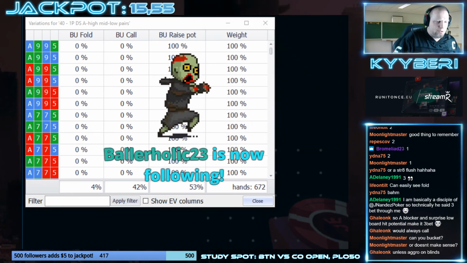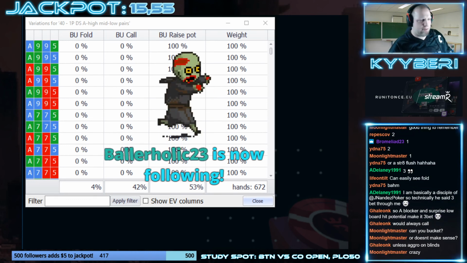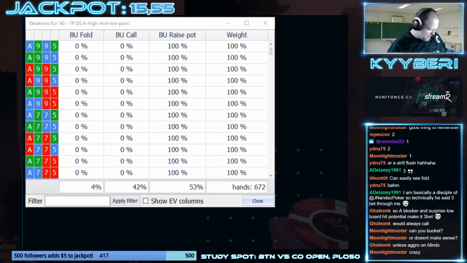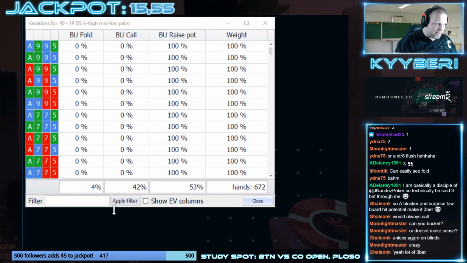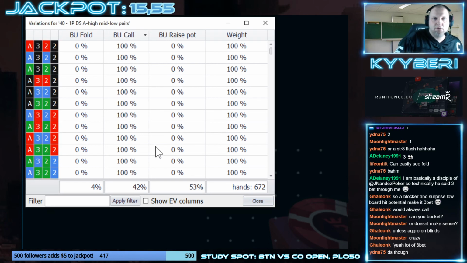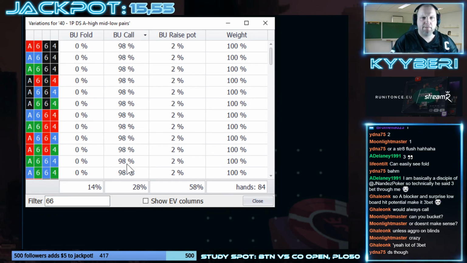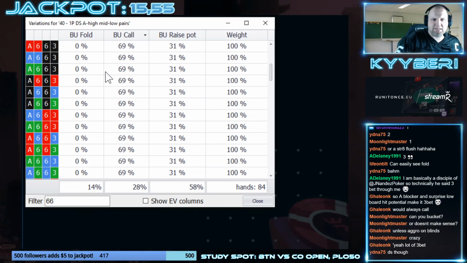So overall, these middle to low pairs, so ace, small pair, overall it's 53% 3-bet. Who knew that? I didn't know. Yeah, it's always double suited. And only these really small ones are calls, like deuces and threes and fours and fives. And sixes is most of the times a 3-bet.